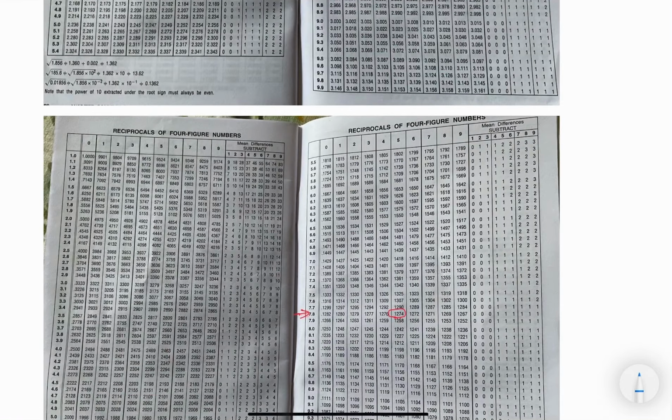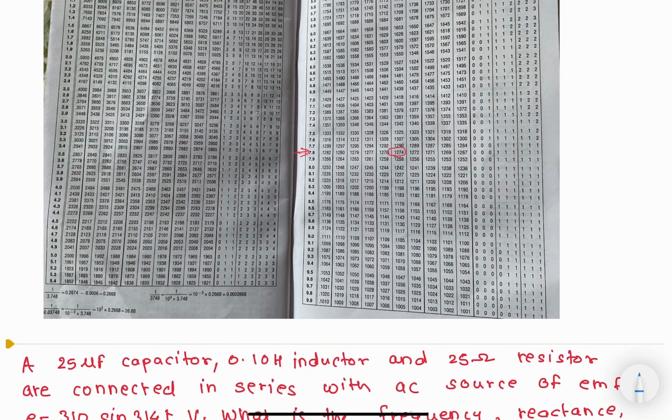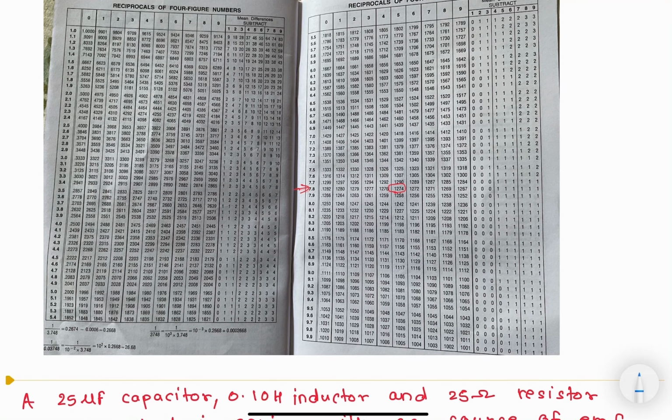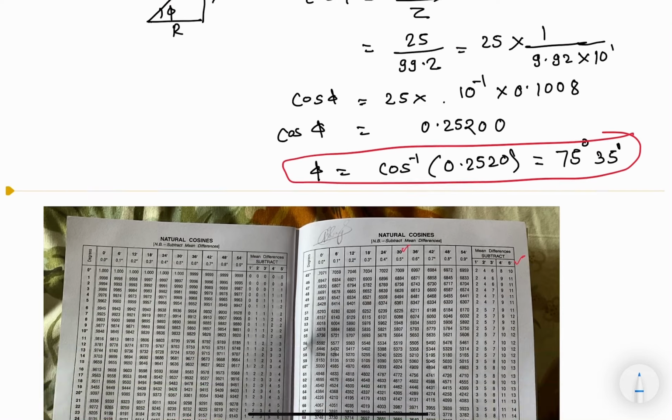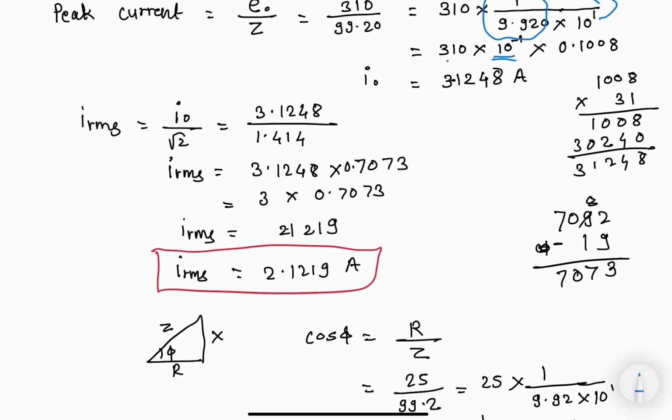9.920 in the reciprocal chart. 9.9, 2 number, so it's 1008. 0 is not there, so only 1008. You have to write the answer 0.1008. So I am writing here 0.1008. Okay. Then just simply multiply by 31.